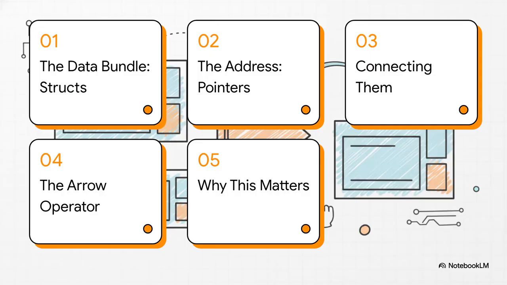And here's how we're going to break it all down. First, we'll talk about the data bundle itself, what we call a struct. Then, we'll look at the address, or pointers. After that, we'll see how to connect the two, we'll introduce the super important arrow operator, and then we'll wrap it all up with why this is a skill you absolutely have to know.